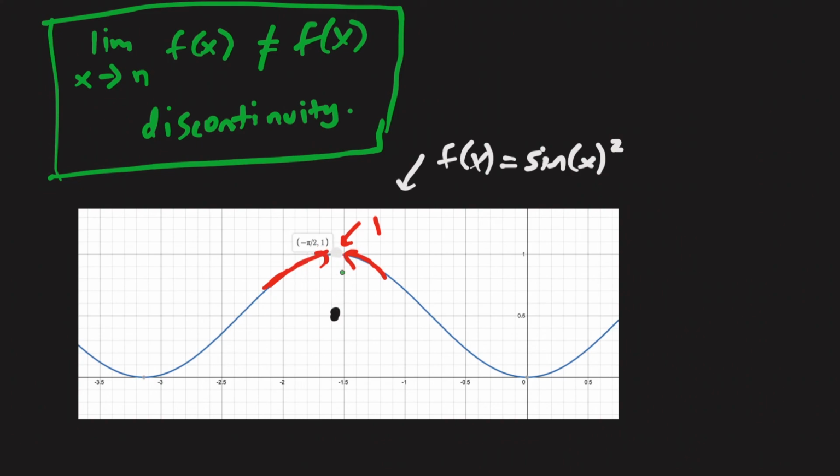The limit stays the same, but we know that this function is not continuous at every point. It's discontinuous at x equals negative pi over 2.